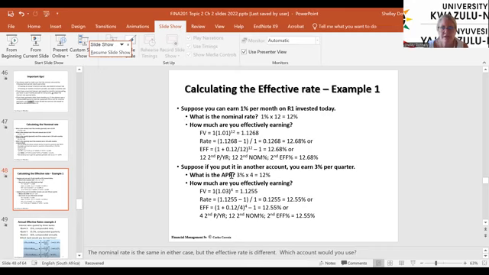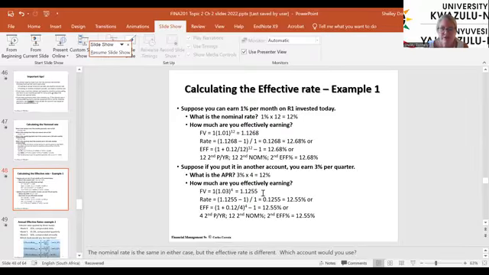Suppose you put it in another account and you earn 3% per quarter, what would be your APR or your nominal rate or annual percentage rate? Well, it would be the periodic rate of 3% times 4, which is 12%. How much would you effectively be earning? We'll do exactly the same as we did before. This time our periodic rate's 3, our m is 4. You can see what we make and put it over our investment to get that return.